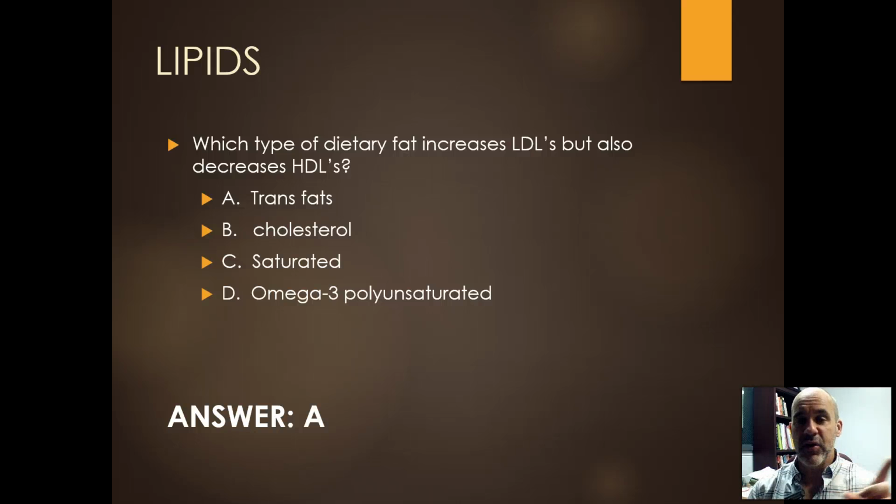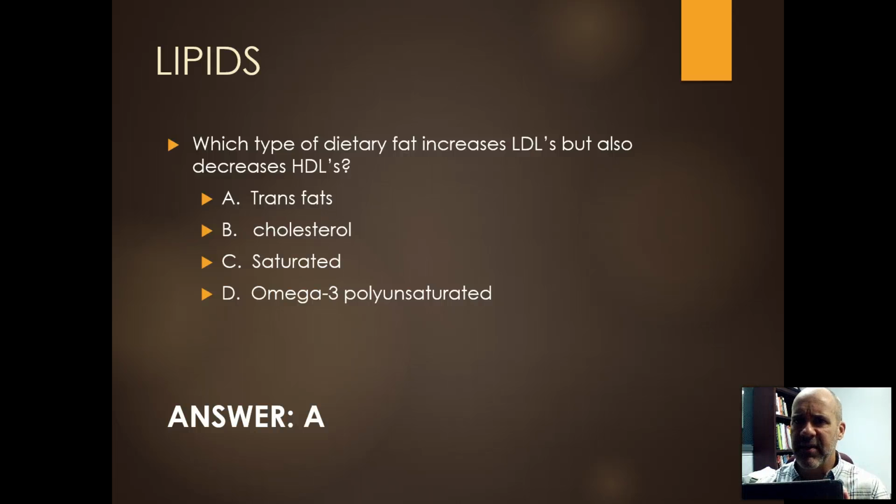All right, so it's a certain type of dietary fat that increases LDLs but decreases HDLs. So you should know both of those things are bad. High levels of LDLs, that's not a good thing. And then on top of that, to have low HDL levels, that makes things even worse. Both of those things make it more likely that you're going to develop cardiovascular disease, where you have the deposits of these plaques in the walls of your arteries. And the answer on that one is the trans fats.